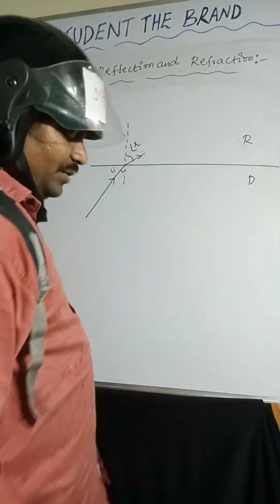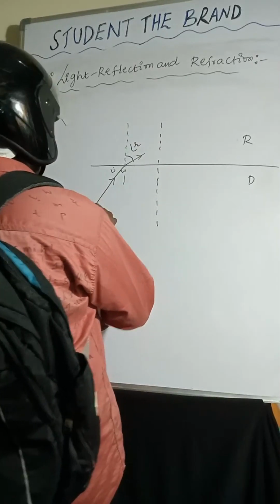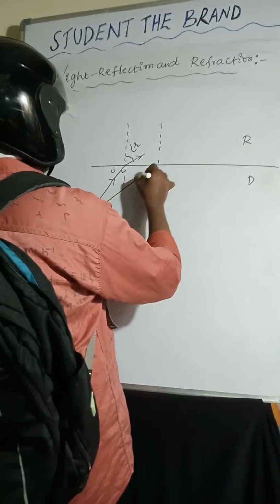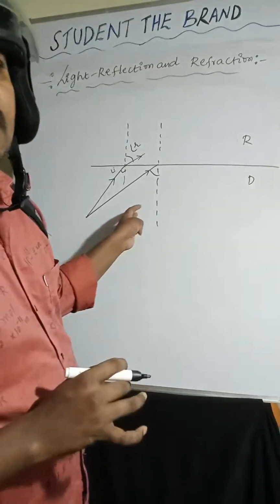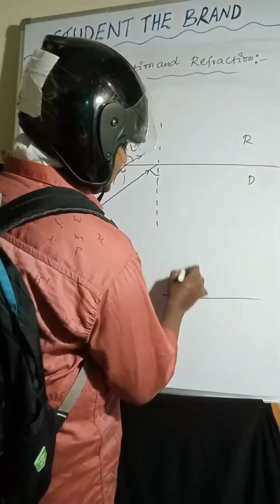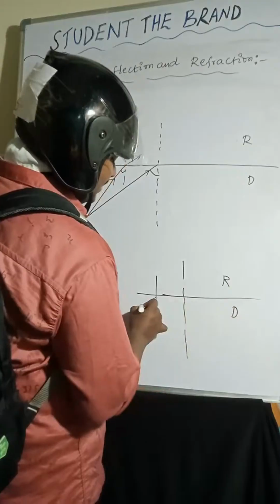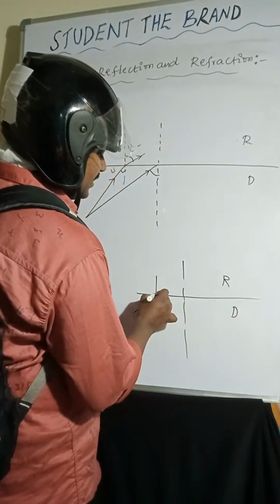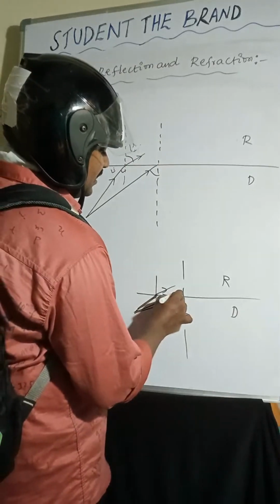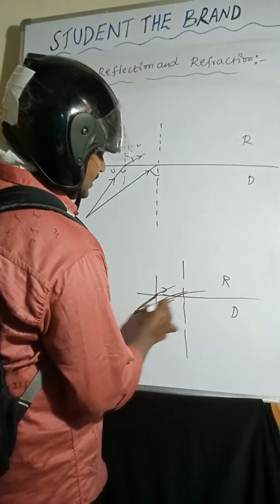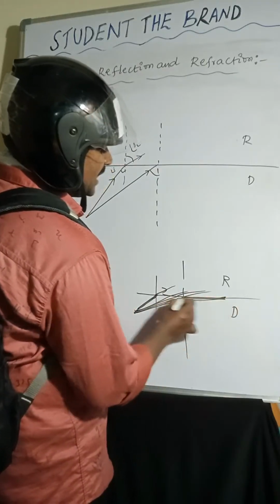Now you see here, I'm taking the same setup. The light ray is passing like this, at a certain angle of incidence. Normally, if the light ray is moving from denser to rarer medium, it moves away from the normal line. We keep on increasing the angle of incidence, and again at a certain angle, the refracted ray grazes along the surface.